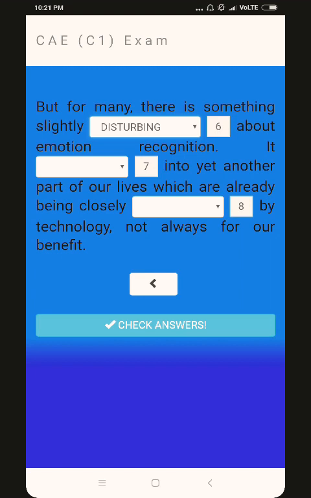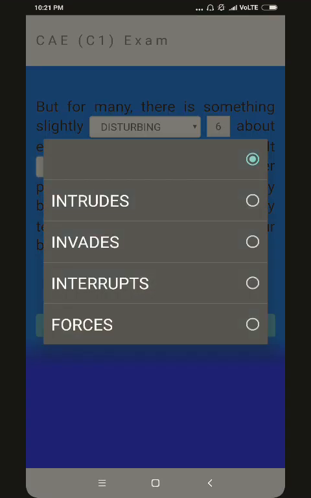It dash into yet another part of our lives. Okay, let us see. It invades means deliberately coming into; people invaded India means deliberately they came into India to rule us. Intrudes means somebody coming from outside to inside, intruding without permission, like that. So without permission coming from outside to inside is intruding. Interrupts is basically the word used for disturbances or forces. I think we'll go with intrudes.